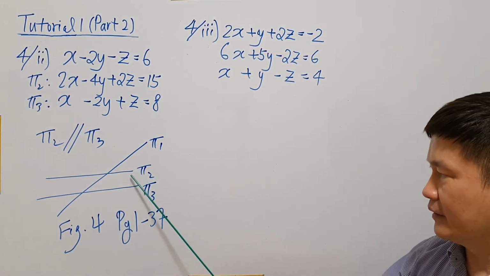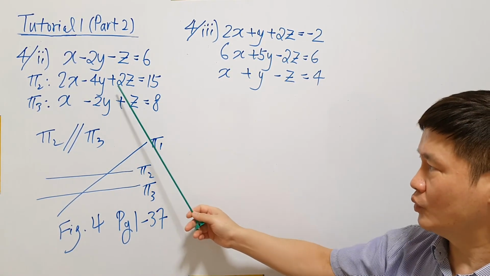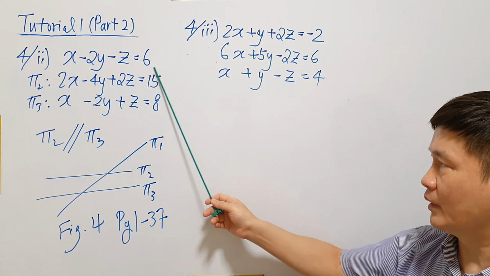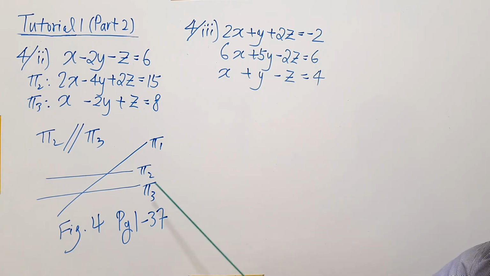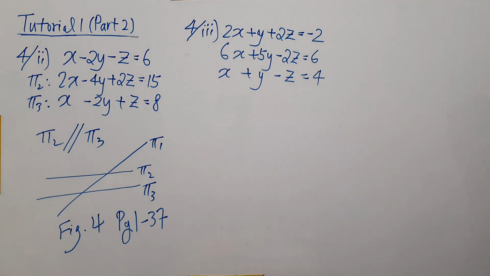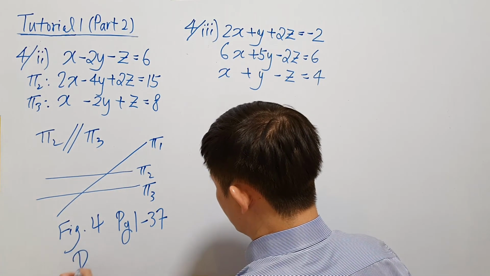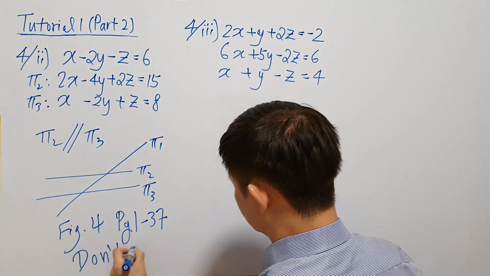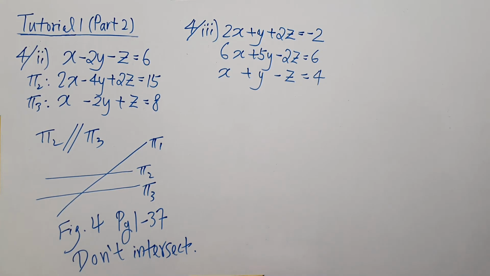These two planes are distinct, because if we divide through by 2, this is 1 minus 2, 1, but this is going to be 7.5, which is different from 8. So that tells me that plane 2 and plane 3 are just parallel, and they are not incident planes at all. So in this case, because it is figure 4, they don't meet. The planes don't intersect. Okay, that is for part 2.